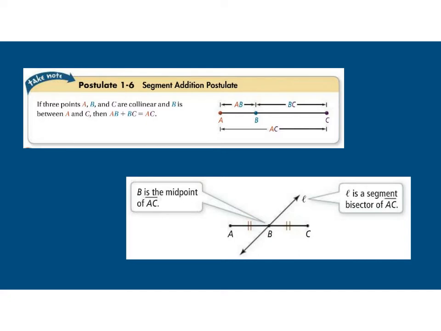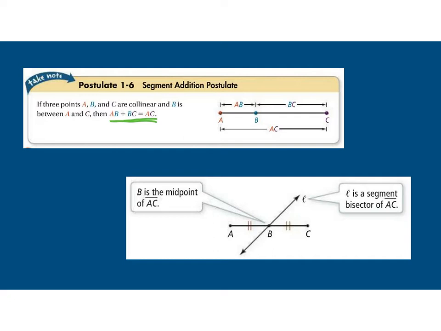The segment addition postulate says this: if three points A, B, and C are collinear, they have to be in a line, and B is between A and C, so right here in my picture I have B between A and C, then the distance from A to B plus the distance from B to C is the distance from A to C. That's our key thing that we're going to try to look at when we're talking about distances, being able to add pieces up to get the whole thing.